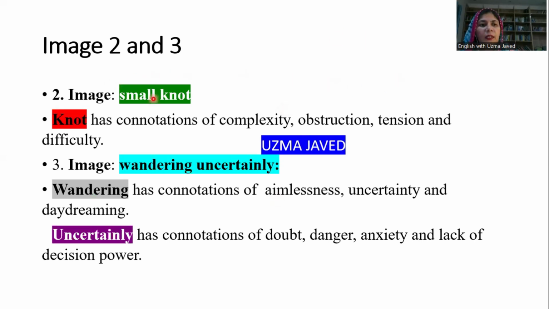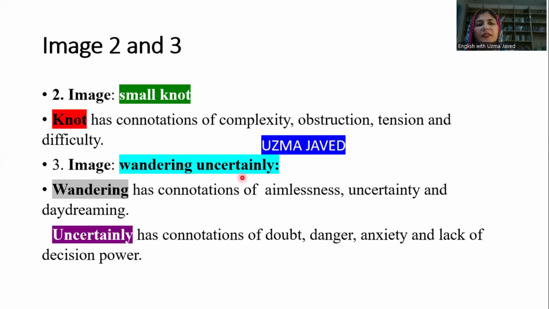The next image which I have chosen is small knot. And the word knot has connotations of something which is obviously when there is a knot in the thread, it means that there is some hurdle or some difficulty or some trouble or the path is not smooth. There is a symbol of complexity also in the word knot.